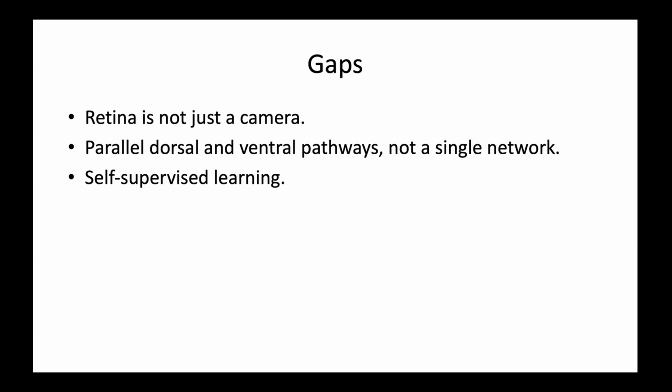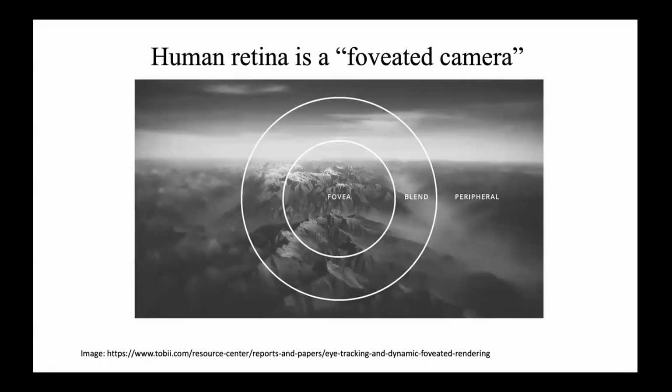fill or address. First, the retina is not a simple camera, and there are at least two parallel pathways. So it's not a single model, unlike a convolutional neural net or vision transformer, and we often learn without being supervised. This is foveated vision, which is very relevant to Gary's talk that just happened. We tend to have a lot of visual acuity only at the very center where we look, and the peripheral regions operate in a very different way.